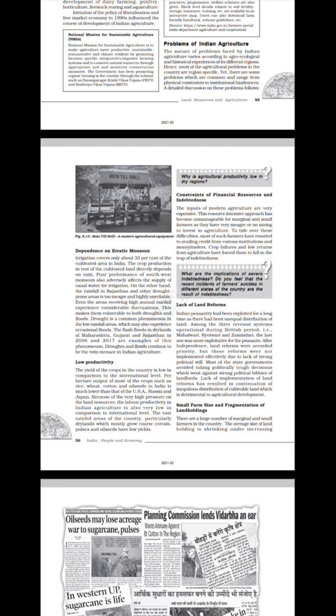Low productivity. The yield of the crop in the country is low in comparison to the international level. Per hectare output of most of the crops such as rice, wheat, cotton and oilseeds in India is much lower than that of the USA, Russia and Japan. Because of the very high pressure on the land resources, the labor productivity in Indian agriculture is also very low in comparison to international level. The vast rainfed areas of the country, particularly drylands which mostly grow coarse cereals, pulses and oilseeds, have low yields. Why is agriculture productivity low in dry regions?